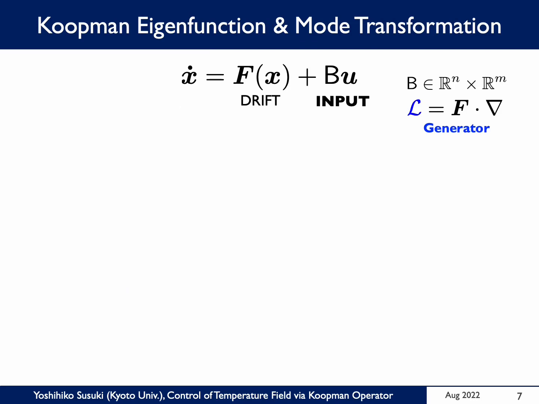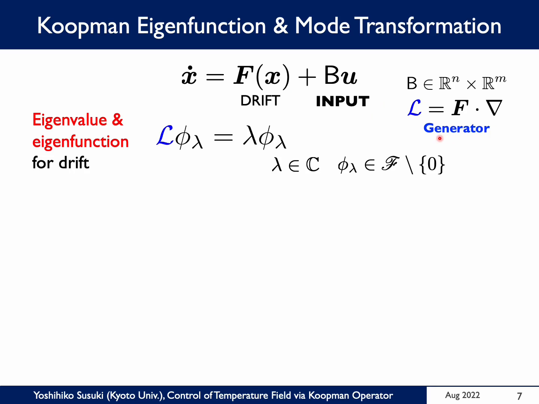Okay, so let us introduce a key idea for the utilization of this Koopman generator for our control problem. Now we consider the following nonlinear control system with the input u. In this system, F is called the drift vector field that is again nonlinear. The Koopman generator for F is denoted by L, that is again linear. From these linearities, we can define the notion of eigenvalue and eigenfunction for the Koopman generator to drift.